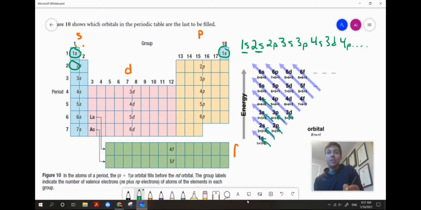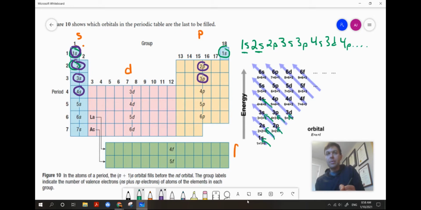So let's look at the order in which orbitals fill using the periodic table. 1s, 2s, 2p, 3s, 3p, 4s, and then 3d right there.